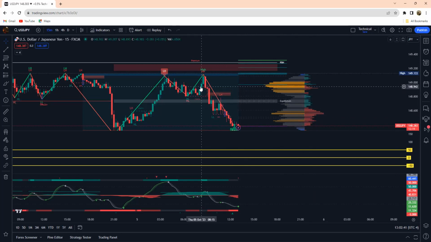Like I said, I was targeting a 60 pip move, because there was some liquidity. There was a liquidity area right here, and so that's what my target was on the 15-minute time frame. So that's where I ended up getting my TP out of the trade that I got in, roughly about 60 pips.